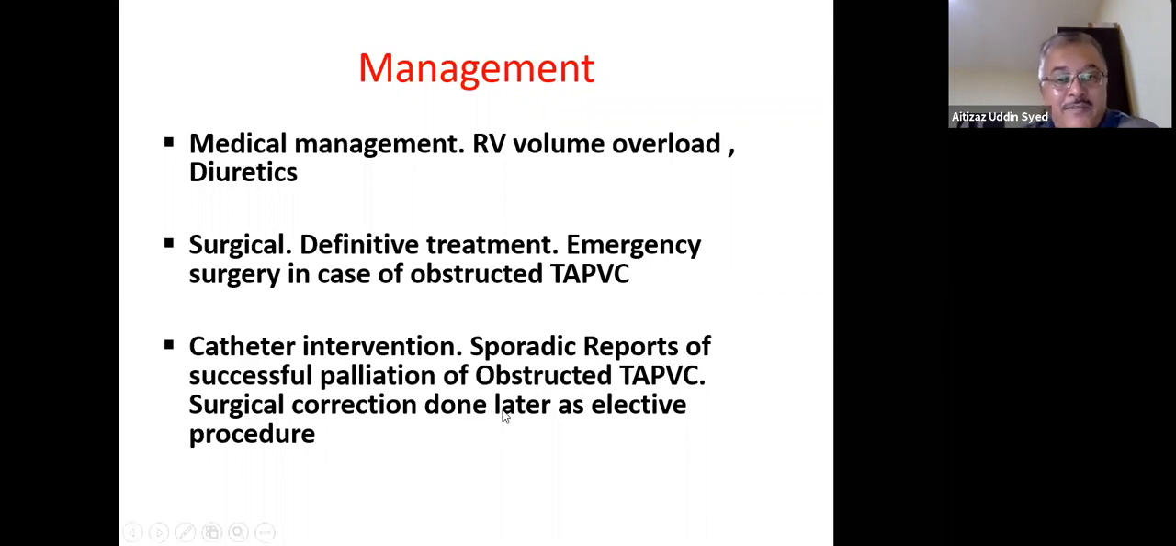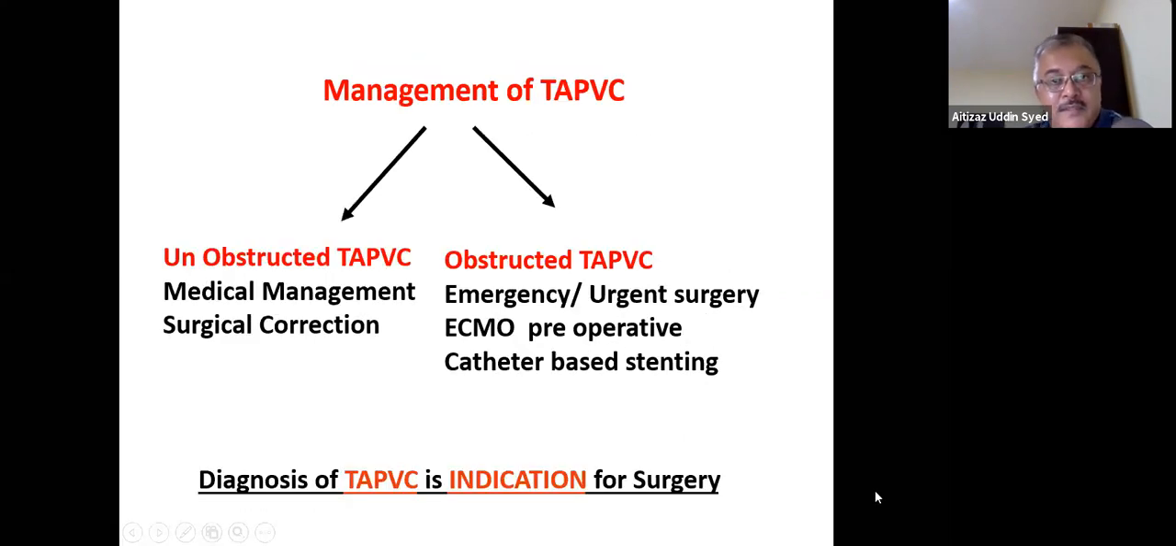But catheter intervention, for which you now see some reports in the literature, has actually taken some of this emergency hassle away from us. And we can plan a surgical correction later, and I will show you some examples later. So again, I'm repeating myself, unobstructed, you can medically manage and plan a surgical correction.